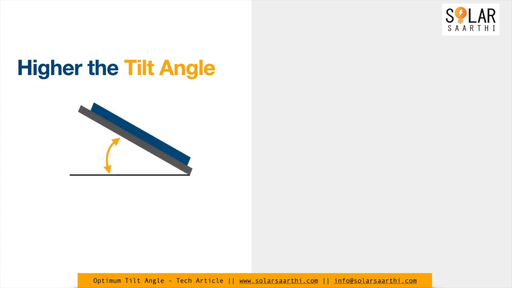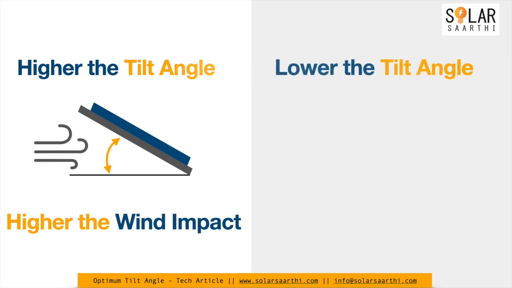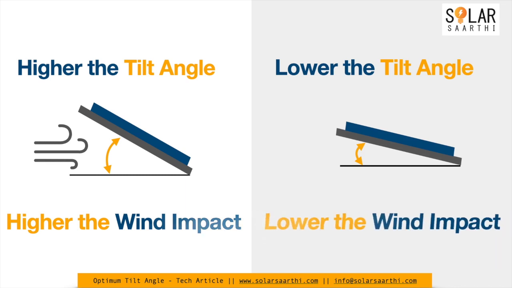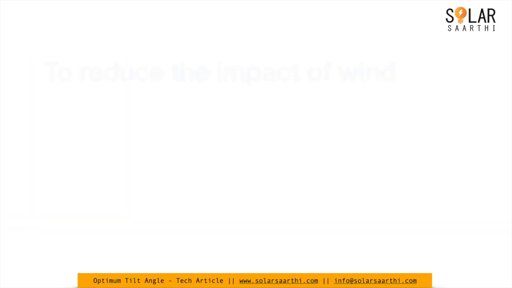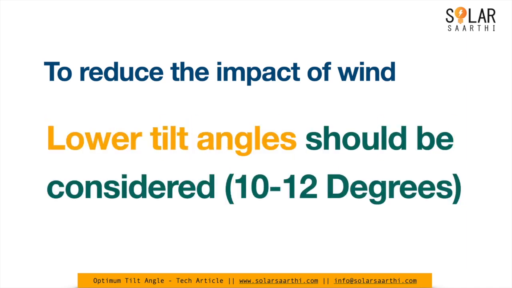So from the basics, we know that the higher the tilt angle, the higher will be the impact of wind on that. Similarly, the lower the tilt angle, the lower will be the impact of wind. So to reduce the impact of wind on your solar PV modules or the solar PV structures, the tilt angle should be lower, in the range of, let's say, 10 to 12 degrees.